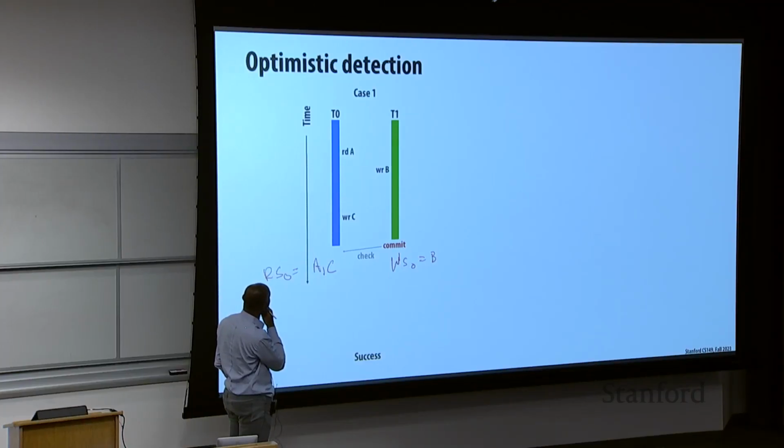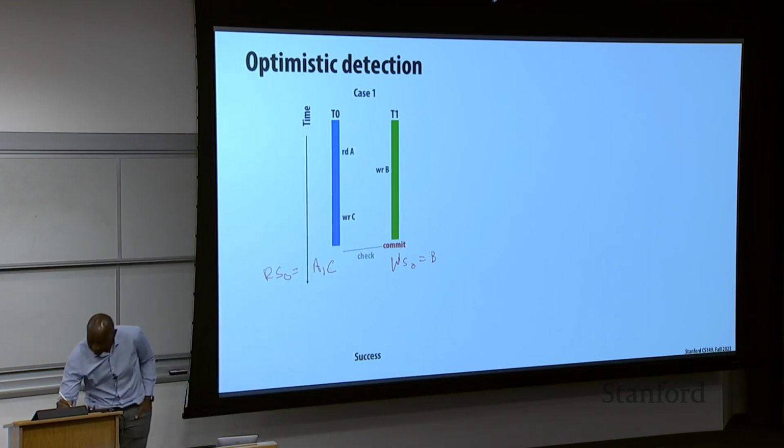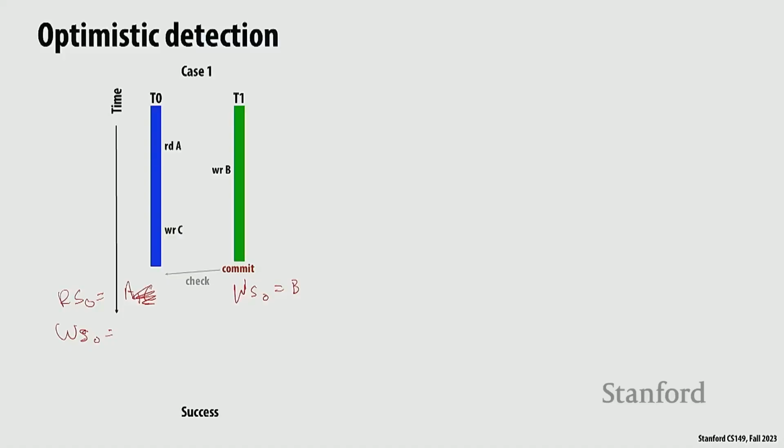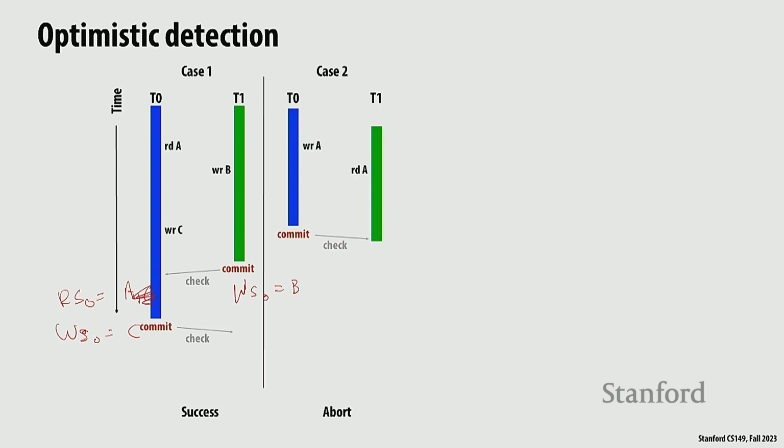What is the read set with T0? Sorry. You're right, so the write set of T0 is C. So you're checking against the write set of the committing transaction versus the read set of the other transactions in the system.